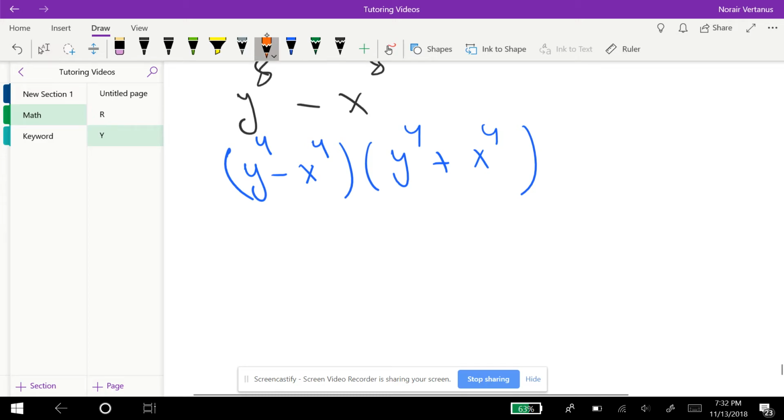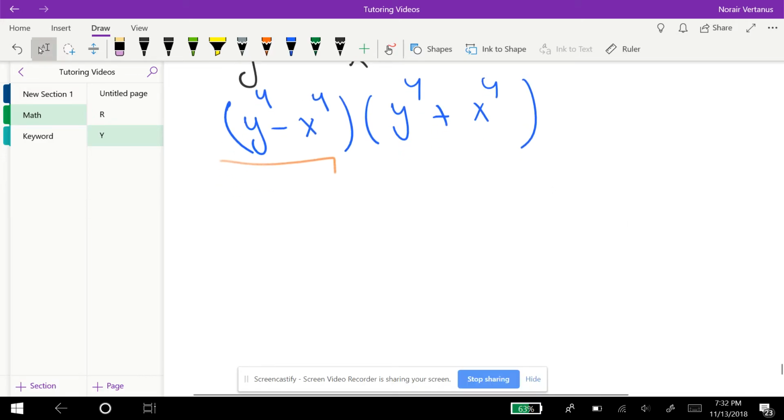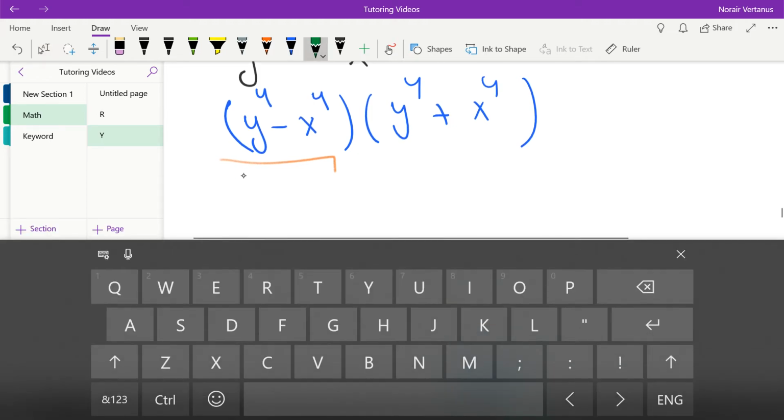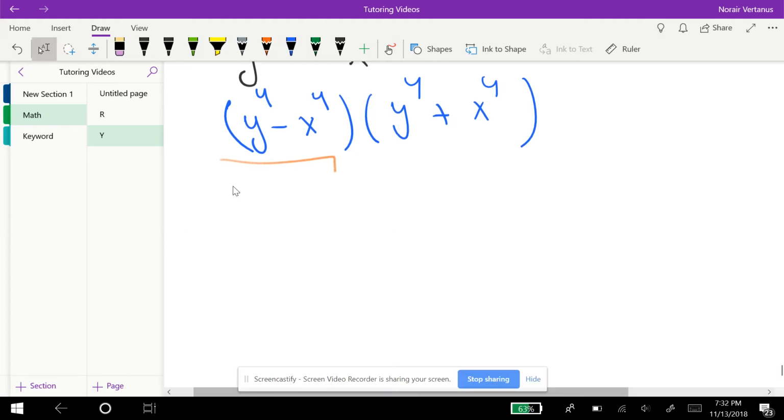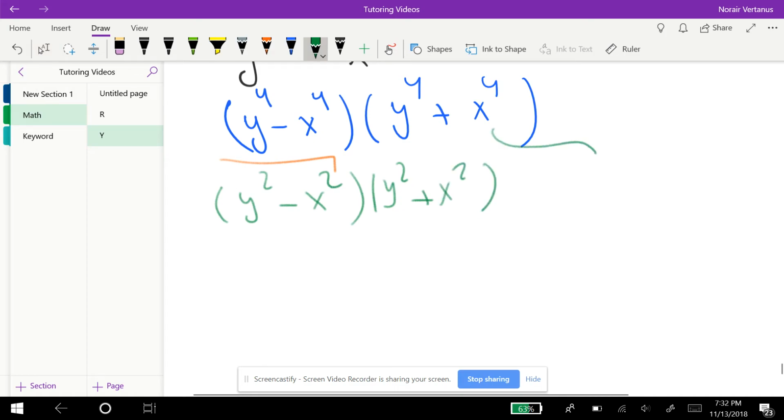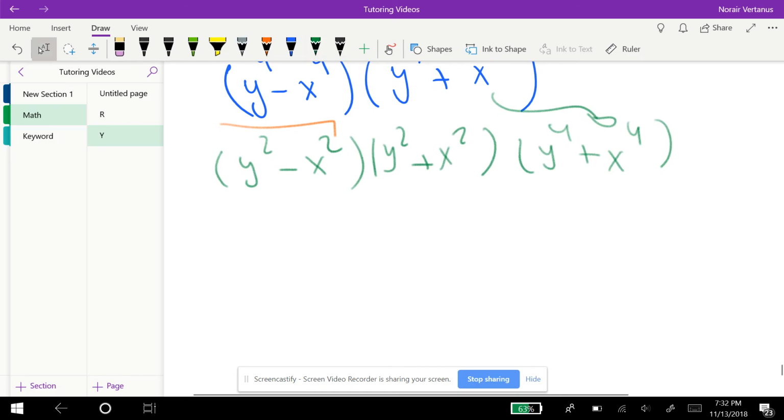If you look carefully, this can be factored again. That's going to be y squared minus x squared, times y squared plus x squared. And this just stays, because we cannot factor it. It's not a difference, it's a sum, and we don't have a formula for that. And if you look carefully again, this can be factored.